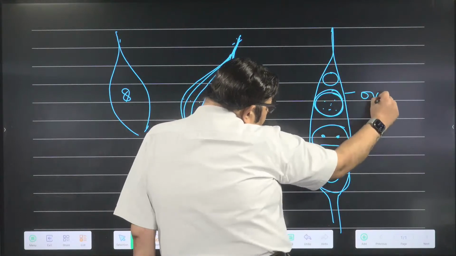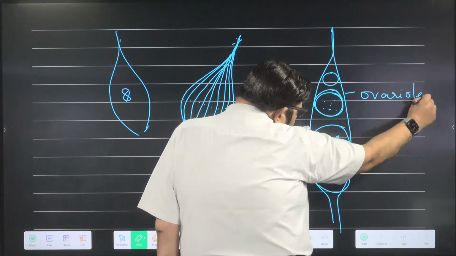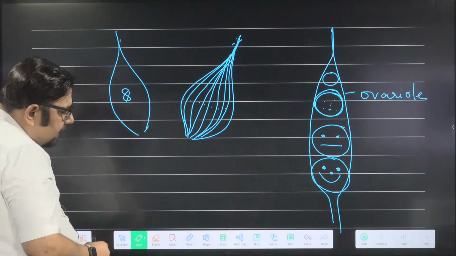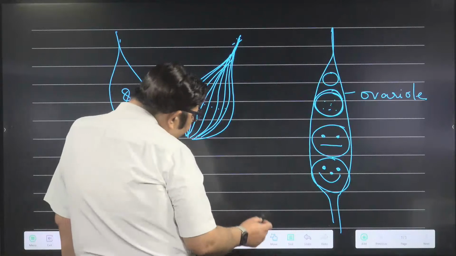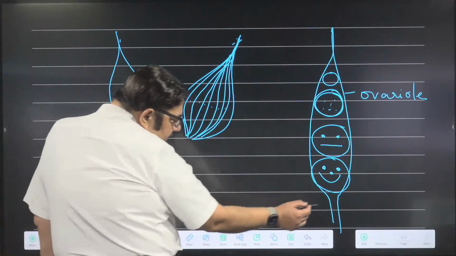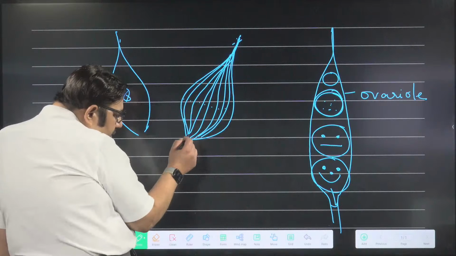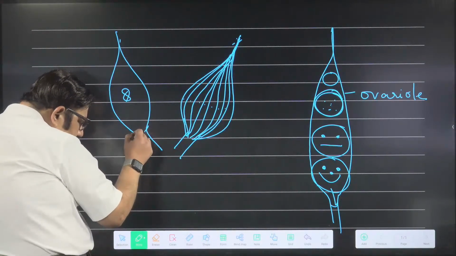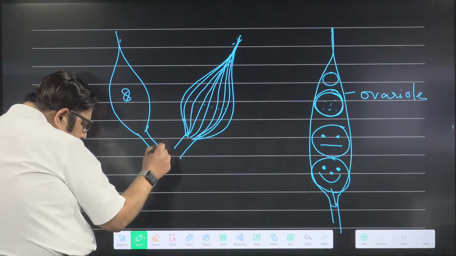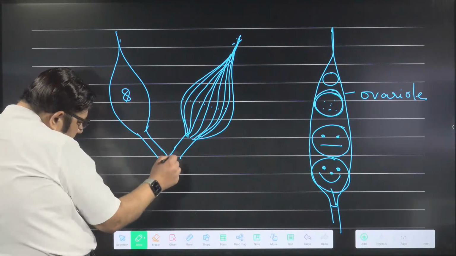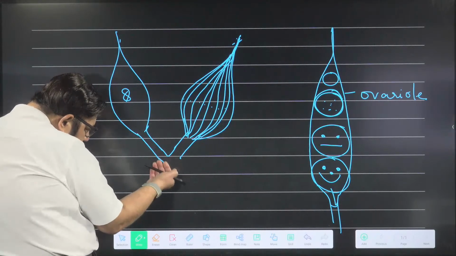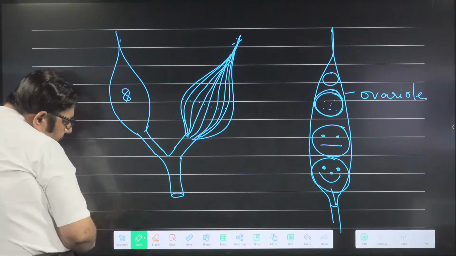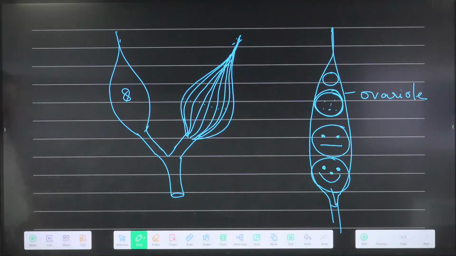This is one ovariole. There are 8 ovarioles in each ovary. That means at a given point of time, each ovariole can release 1 egg. So 8 ovarioles can release how many eggs? 8 eggs. Similarly, during ovulation, the 8 ovarioles on the left side also release how many eggs? 8 eggs, okay? So 8 and 8 total become 16. So at a given point of time, 16 eggs can be released.